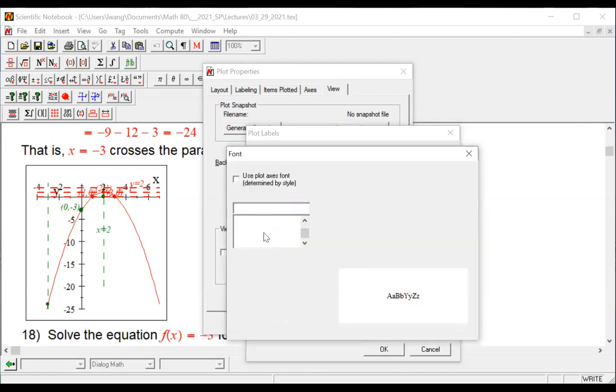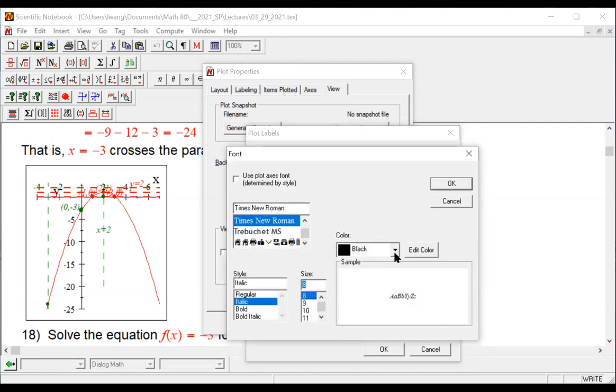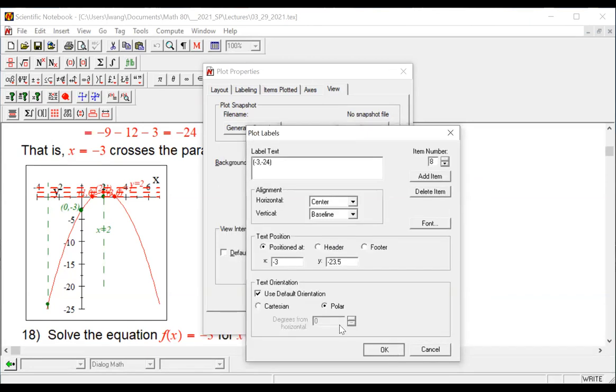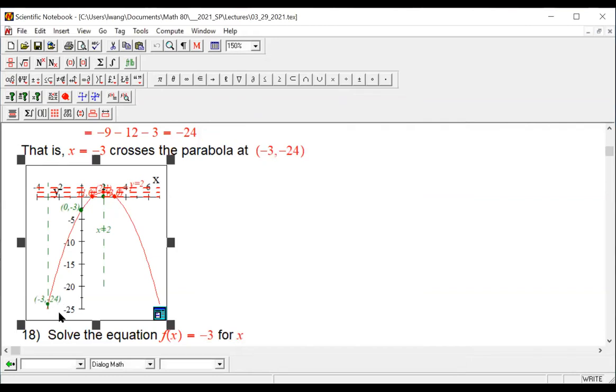And I'm gonna mark that point, just to identify some points here. Okay, just for the fun of it. Negative three, negative 24, that's the point. Last pair, 18, 19. So far so good?